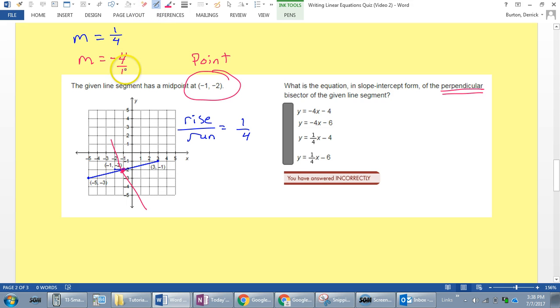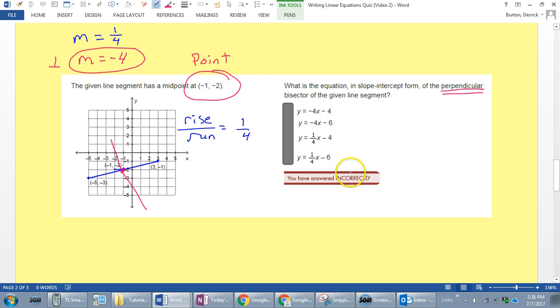When you have 4 over 1, do we really need the 1 at the bottom? No. But it's good to think about it: 1 over 4 becomes 4 over 1, but we don't really need the 1 when it's on the bottom. So the slope we're really going to use is the pink slope, not the blue slope, because it said perpendicular. So negative 4 is our slope.